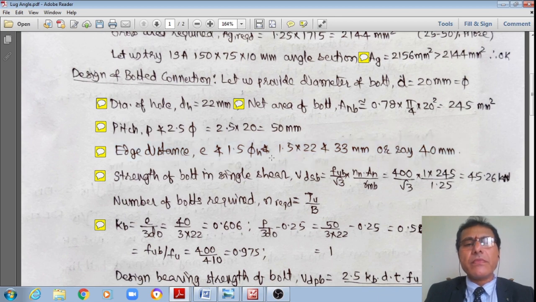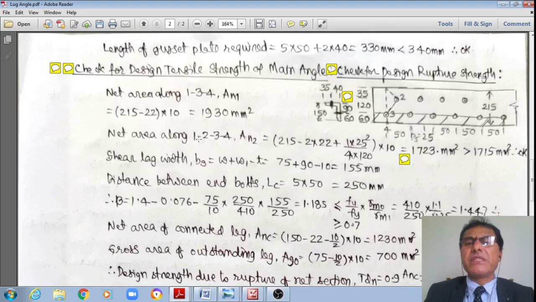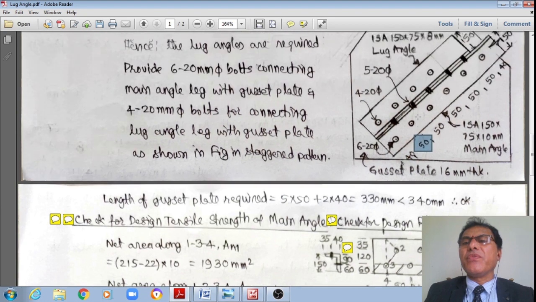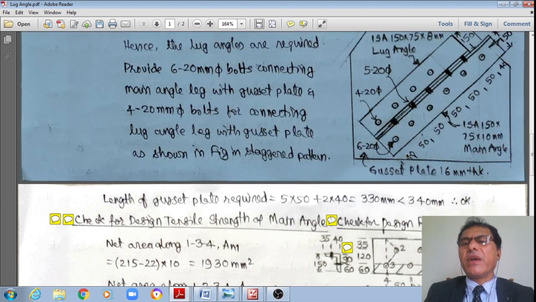This is how my assumptions are made. Just assume that this end distance is equal to 40 mm and the pitch is equal to 50 mm. The distance between these two is 50 mm, and this end distance, from here to here, is equal to 40 mm.